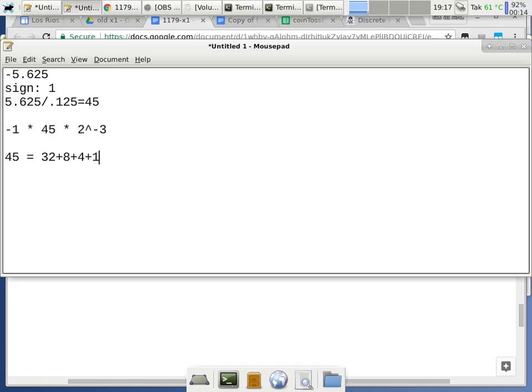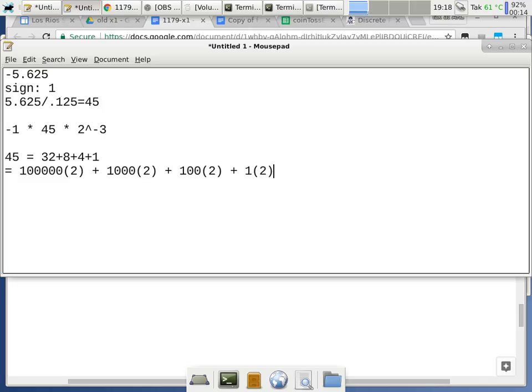You can use a calculator, a scientific calculator. You can use it during the exam. So you might want to try out how to use a scientific calculator to do this. So once I know 45 is the sum of these powers of 2, then I can say it is 1 followed by 5 zeros in base 2, plus 1 followed by 3 zeros in base 2, plus 1 followed by 2 zeros in base 2, plus 1 followed by 0 zeros in base 2.